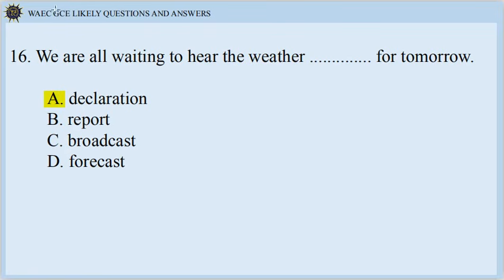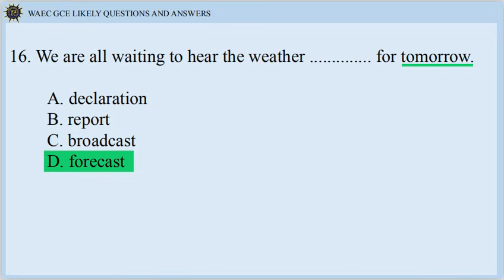Report is a general account of information, a general account of something that has happened earlier. Broadcast in option C refers to the transmission of programs on radio or television. Forecast in option D means a prediction of future weather condition. Since it refers to predicting tomorrow's weather, then it is forecast. Weather forecast. We are all waiting to hear the weather forecast for tomorrow.